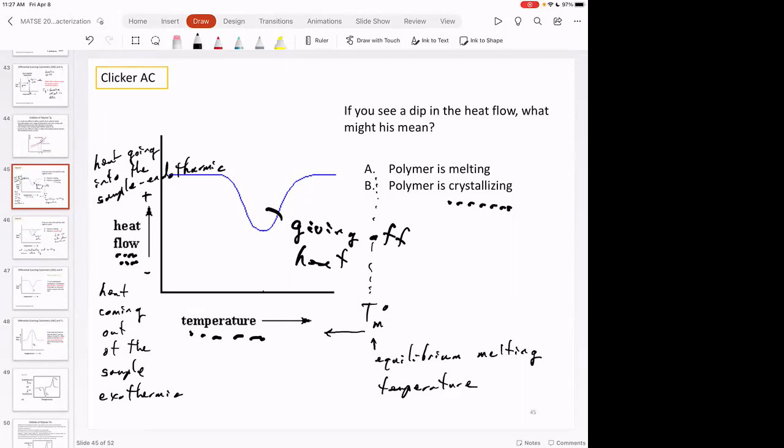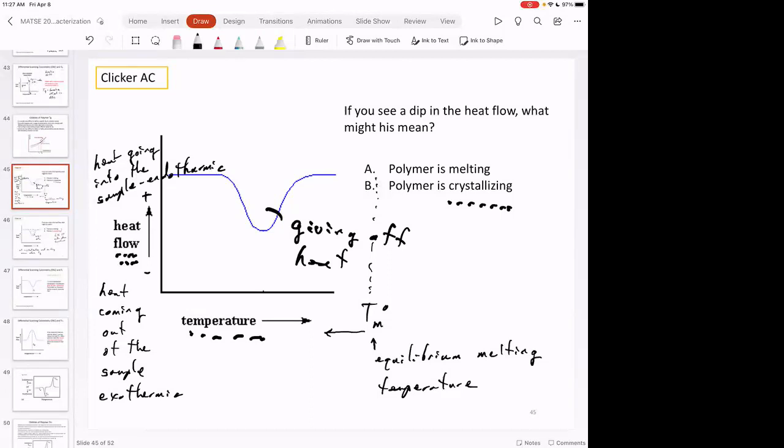So you can quench the polymer to be amorphous. And I have that on a slide coming up. Yeah, so quenching is the act of going from a high temperature to a low temperature. And so you can prevent crystallization.